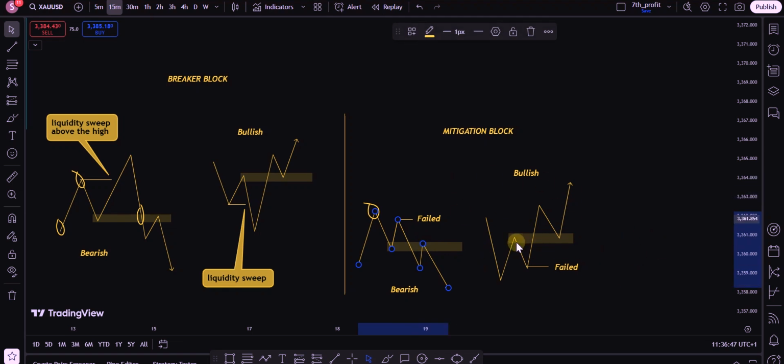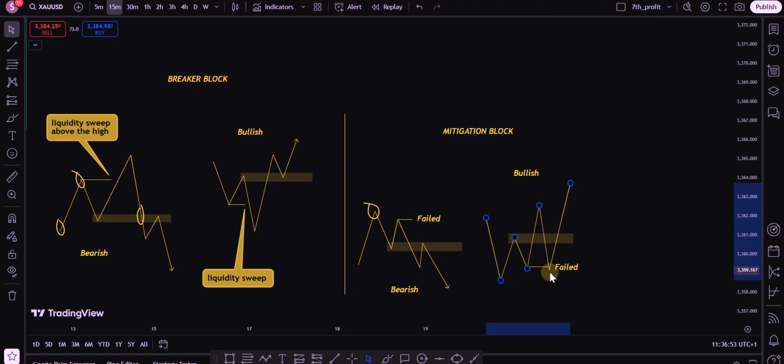The same thing applies to a bullish mitigation block. As you can see, we have liquidity right here. The market might come to take this liquidity out before moving to the upside. So be careful, guys. Manage your risk when trading this mitigation block, right?